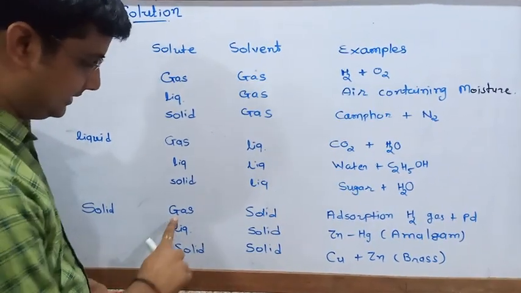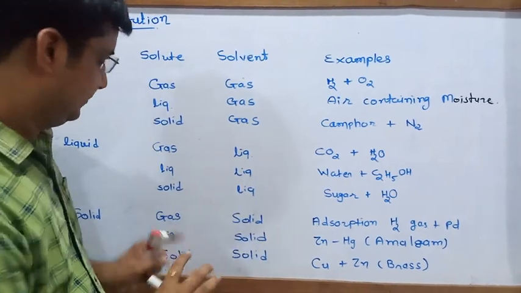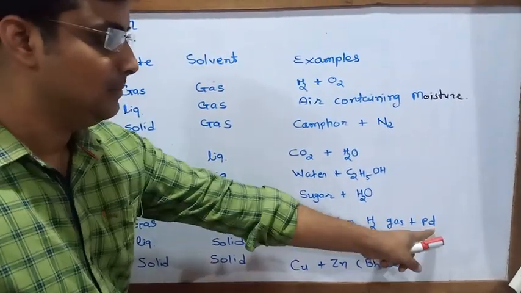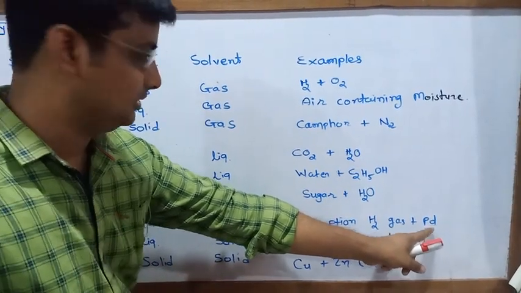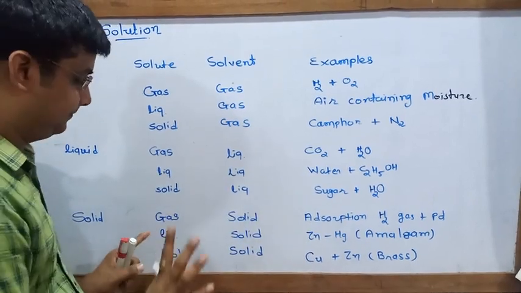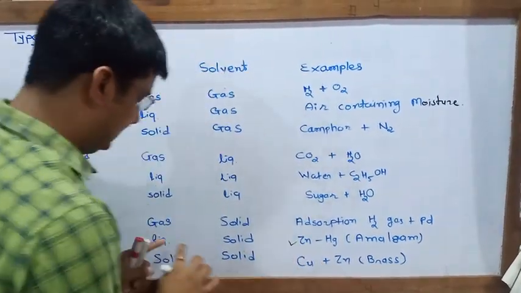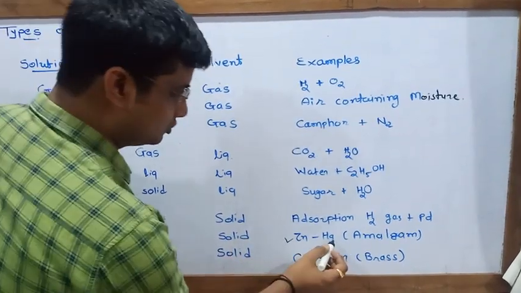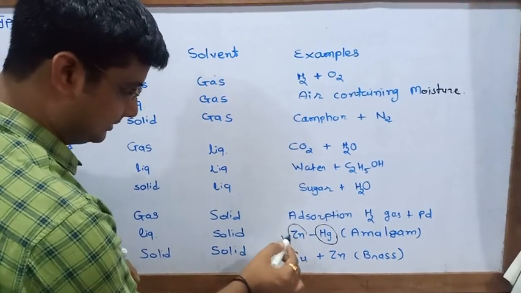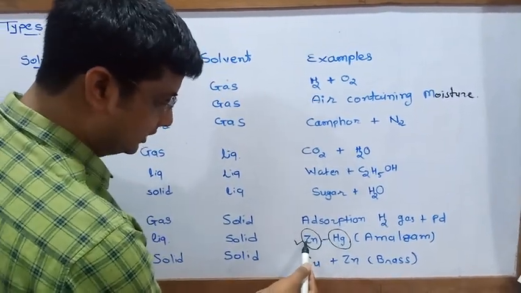Third, gas in solid. So gas H2 adsorbed in palladium. Palladium is a metal and it's a solid. So that is gas in solid. Liquid in solid is most important. Liquid in solid: this is mercury, that is liquid, and zinc is solid. So liquid in solid.